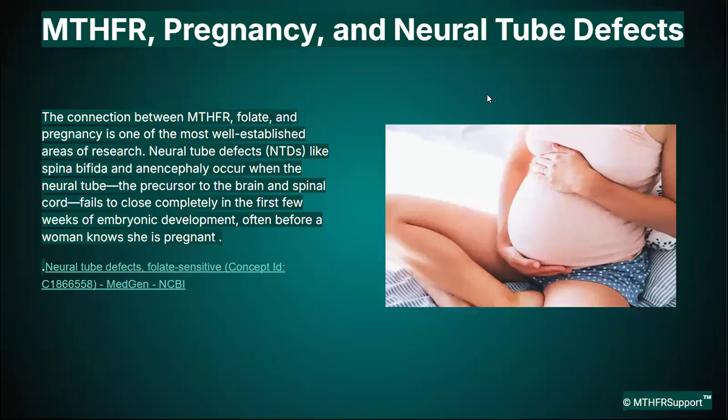MTHFR, pregnancy, and neural tube defects. The connection between MTHFR, folate, and pregnancy is one of the most well-established areas of research. Neural tube defects like spina bifida and anencephaly occur when the neural tube, the precursor to the brain and spinal cord, fails to close completely in the first few weeks of embryonic development, often before a woman knows she is pregnant.